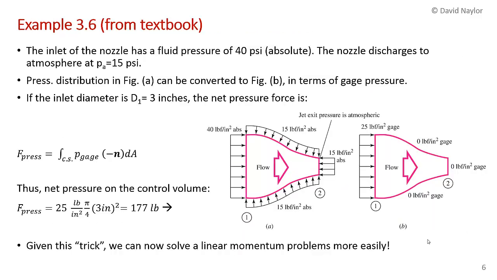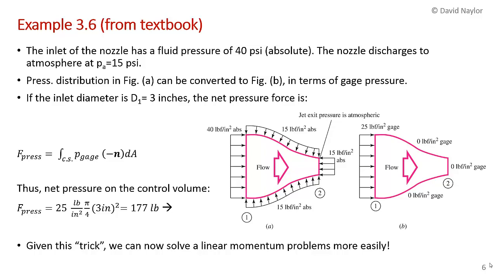Here's an example from your book. I'm going to talk about the example, but it's not a complete impulse momentum example. It's just talking about the pressure force. What it's talking about is a nozzle here. This is a different one that we're going to do. We're going to do a different nozzle in a few moments, a more complicated problem.